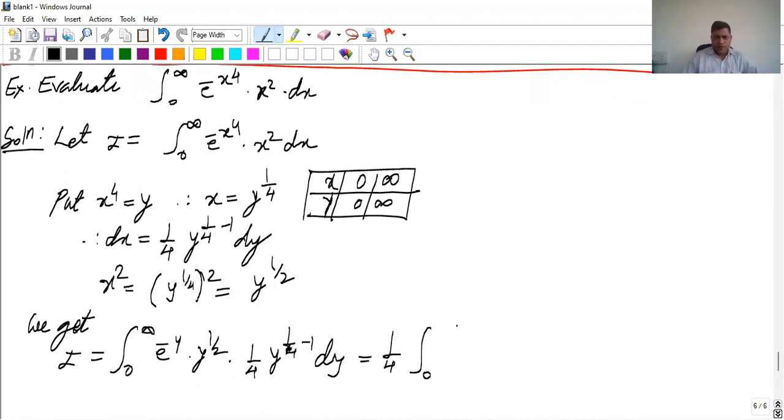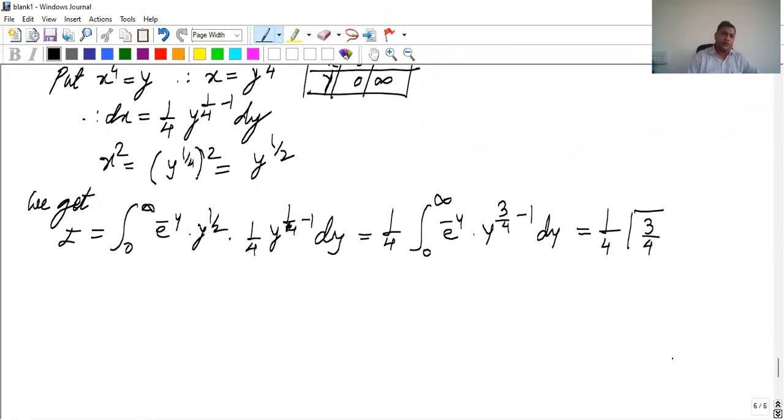1 by 4, integral from 0 to infinity of e raised to minus y. So what is the term we will have here? This half and this 1 by 4 gives 3 by 4 minus 1 dy. So what is the term we will have here? This is going to be 1 by 4, and this is gamma of 3 by 4. Correct. So we get I equal to 1 by 4 and gamma of 3.